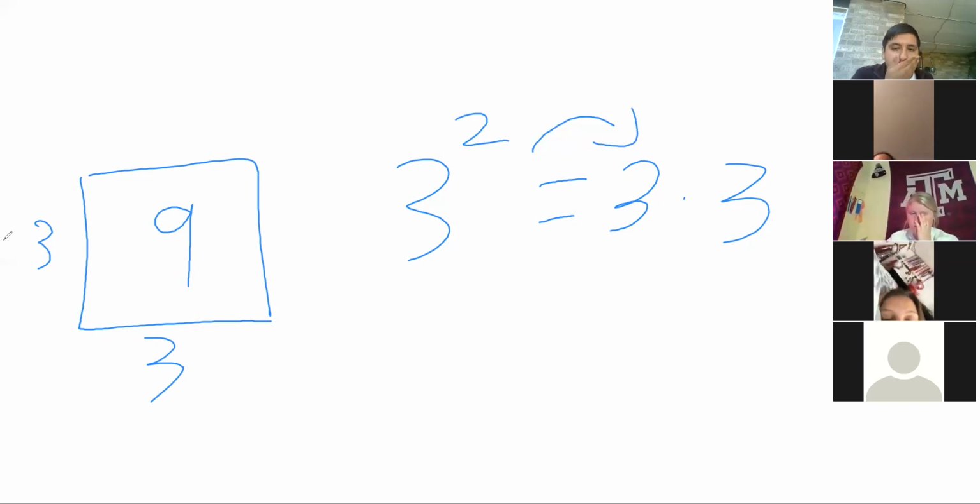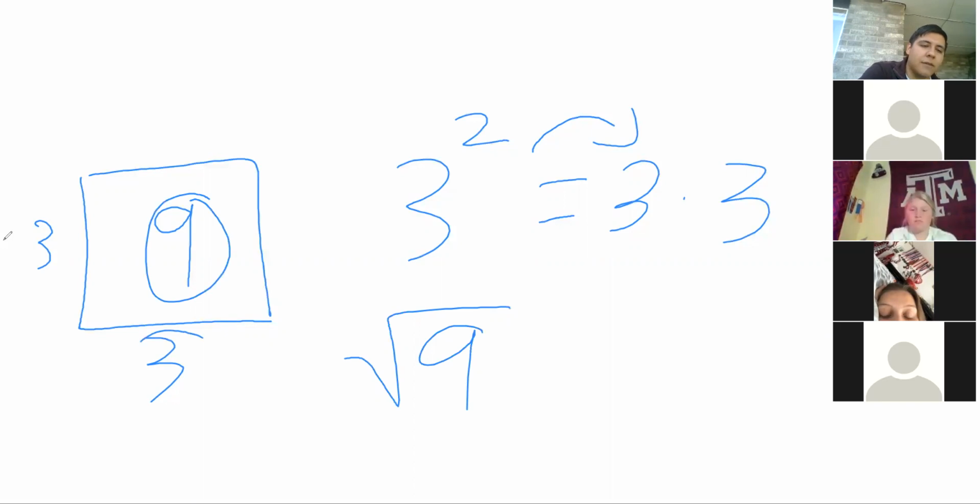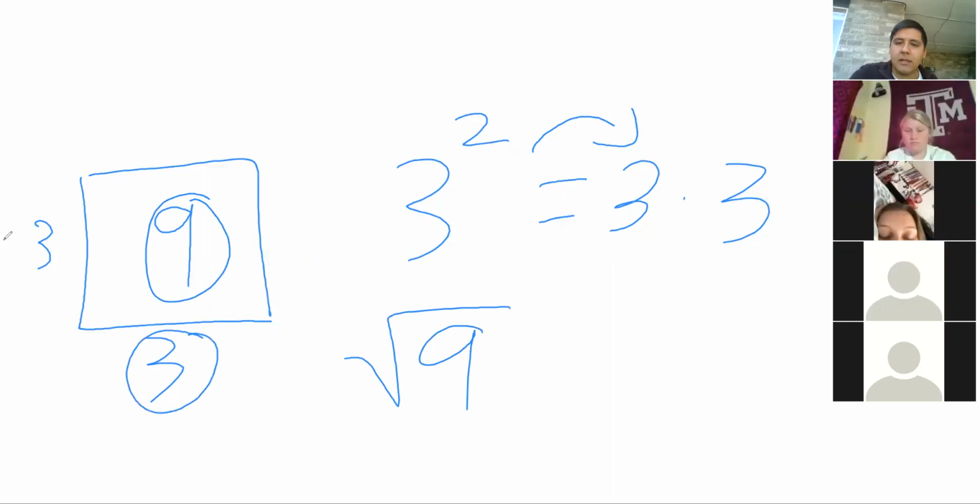But then if we have 9, how do we go back to its original form, which is 3? Square root. A square root, right? So when we do a square root, we're literally finding the root of the square. If we take the area and take the square root of that, the root of that is 3, right? So we're going back to 3.